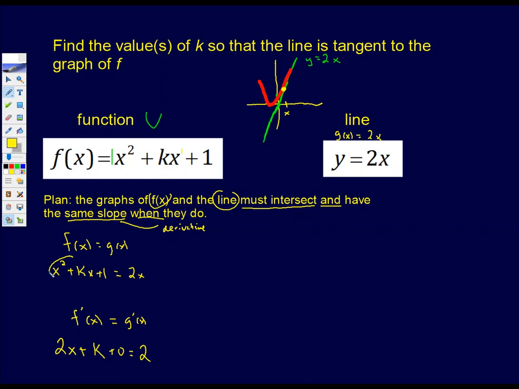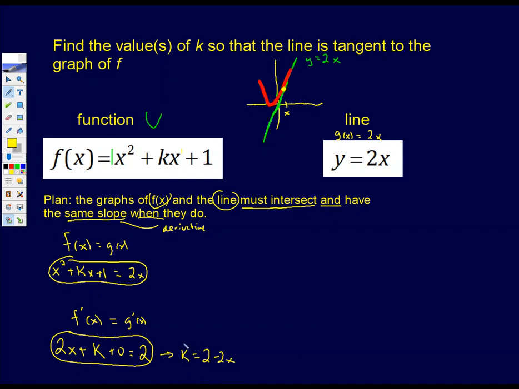So I'm just going to circle here now. Here are two equations that must be true when the graph of the function f of x is tangent to the graph of this line. So now I just have to solve this kind of like a system of equations. Each equation has x and k. So the ultimate goal is to solve for k. But what I'm going to do is solve this bottom equation for k and substitute it into this other one so I can at least combine the equations. If you look at that carefully, k would equal 2 minus 2x.